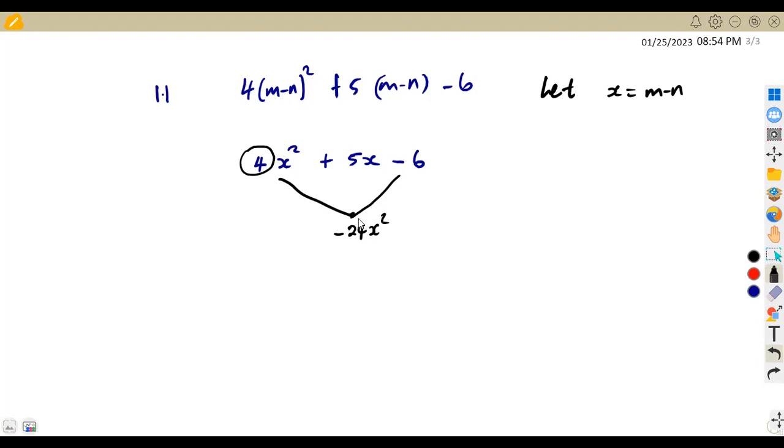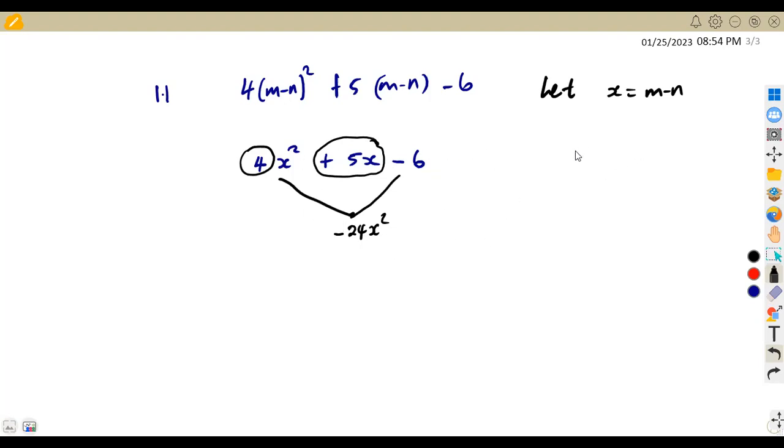So you need two factors that you're going to multiply, and these two factors will give you negative 24x squared. But if you add these two factors, you must obtain the middle term, which is 5x. So guys, from your factorization, we know this. It's a matter of trial and error that you're going to do.